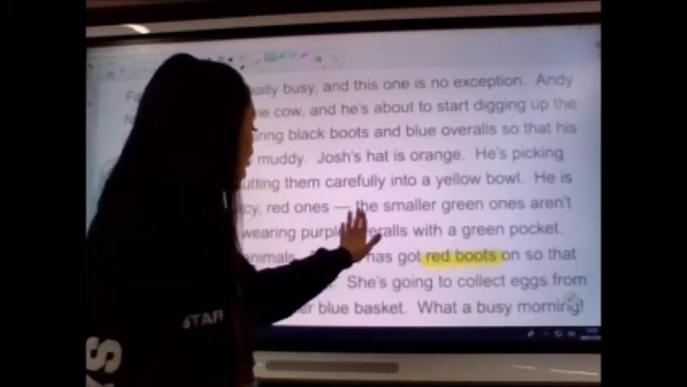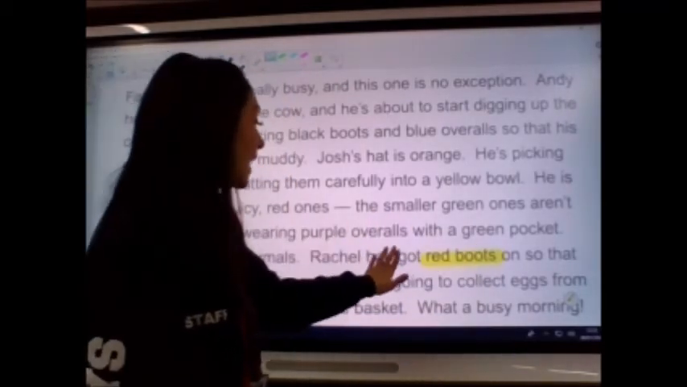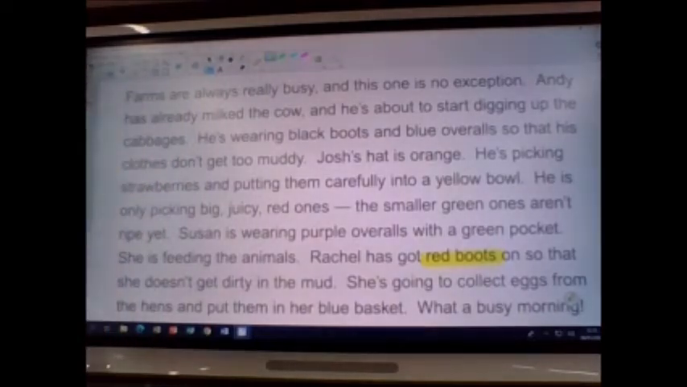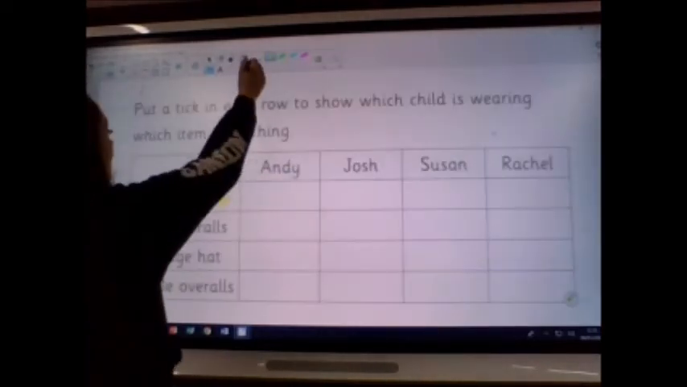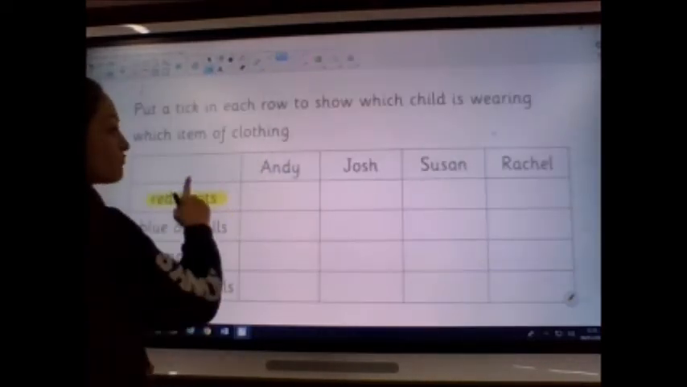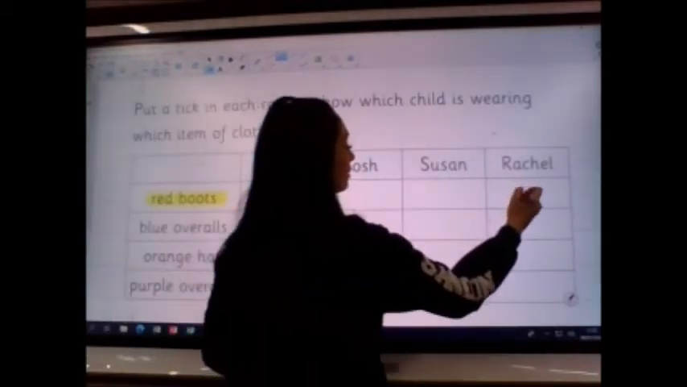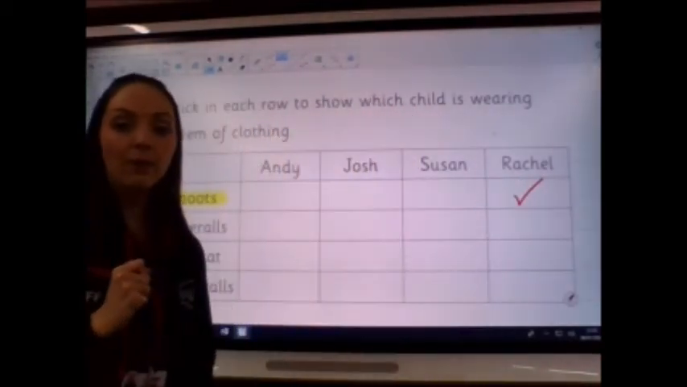So I found red boots, go back to the beginning. Rachel has got red boots on. Okay, so now I can go back to my table and it's Rachel, so I need to find Rachel along the top and put a tick in that one.